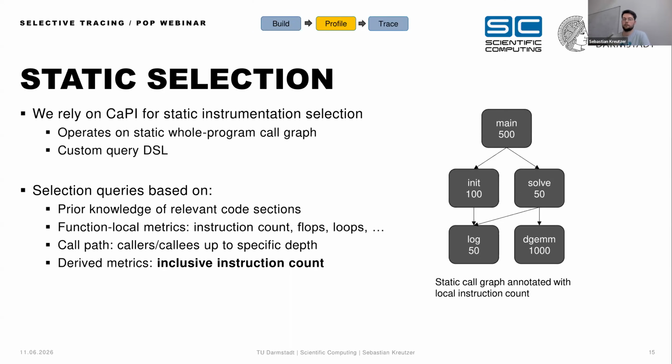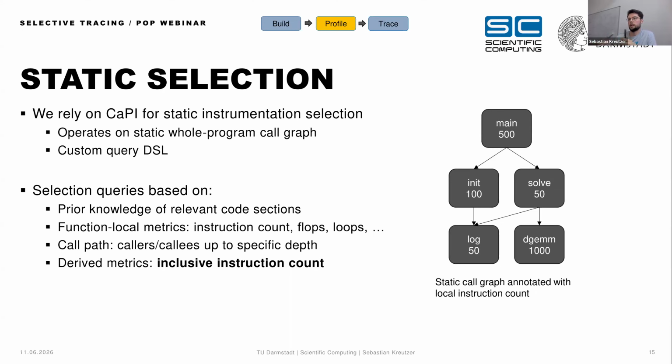So yeah, we rely on CAPI for static instrumentation selection, to start, based on this static whole program call graph generated by MetaCG. And CAPI is kind of built around a custom query DSL. So you write a query that combines a bunch of predefined selector modules that have different semantics, selecting functions based on different features. And you combine these using this query DSL to build a configuration. And I'll show an example of that in a second.